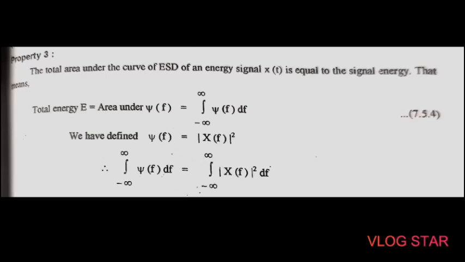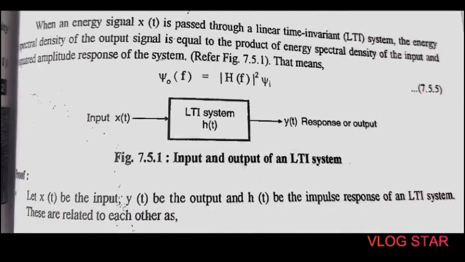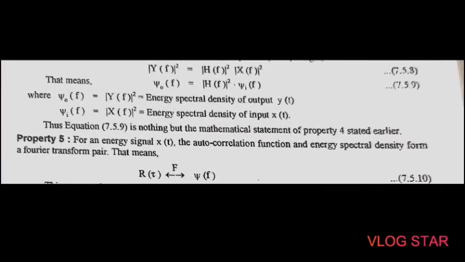The fourth property is that when an energy signal x of t is passing through the LTI system, the energy spectral density of the output signal is equal to the product of the ESD of the input and the square amplitude response of the system. And the last property is that for an energy signal x of t, the autocorrelation function and energy spectral density form a Fourier transform pair. So these are the properties of energy spectral density.